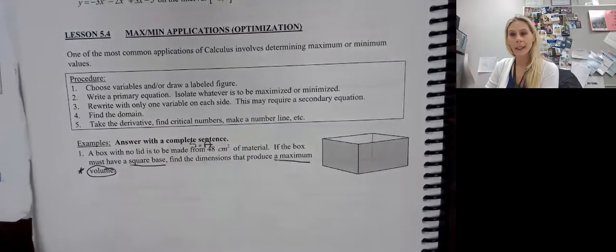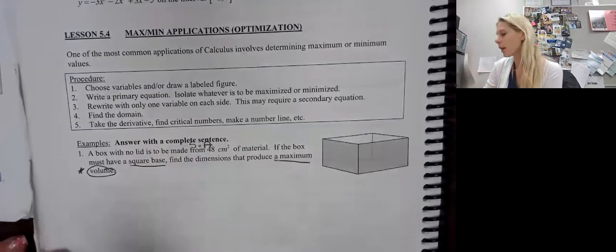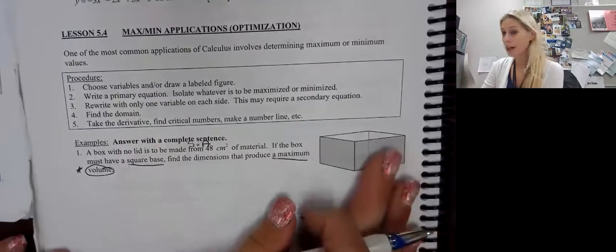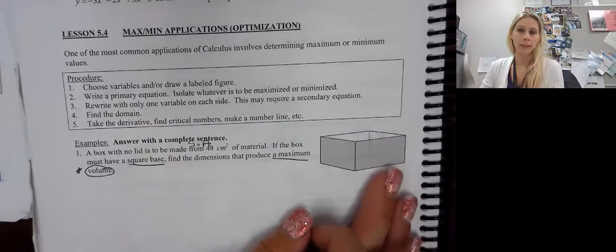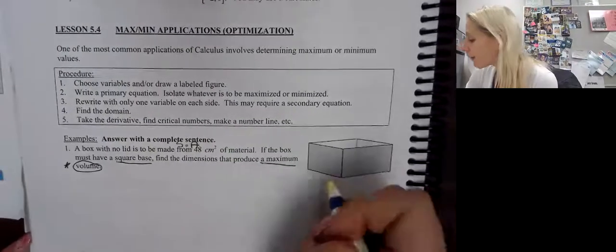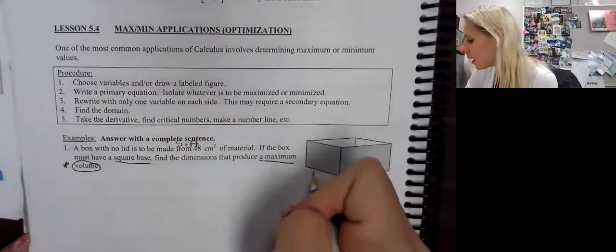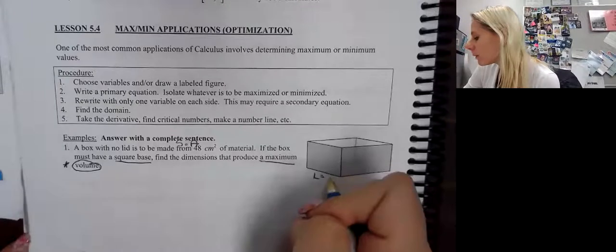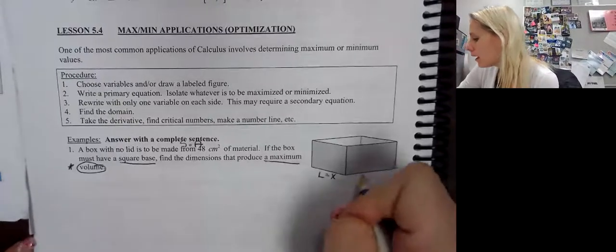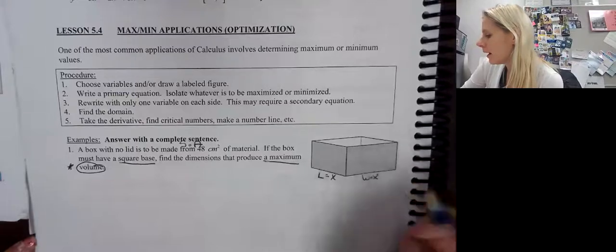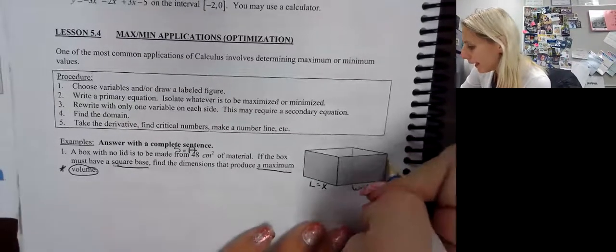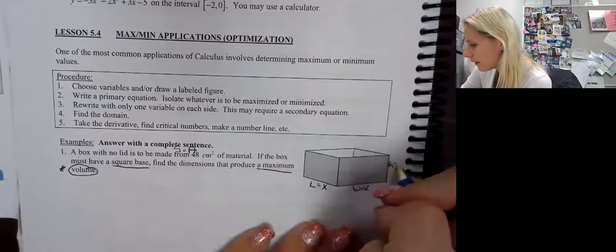All right, let's label. Let's remember, it's a square base. Of course, this drawing does not look like a square base, but remember, drawings aren't perfect. If you see me draw this box, it won't look pretty. So we have our length and our width, we said, are the same variable. So I'm going to label length and width as X. And I'm going to label the height as Y.